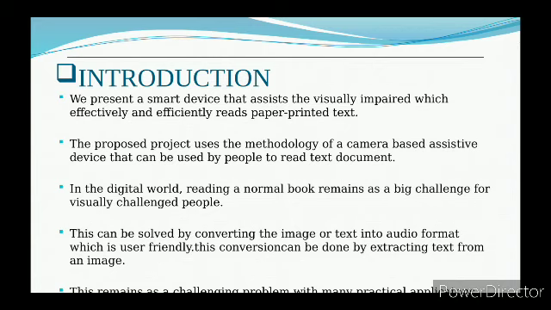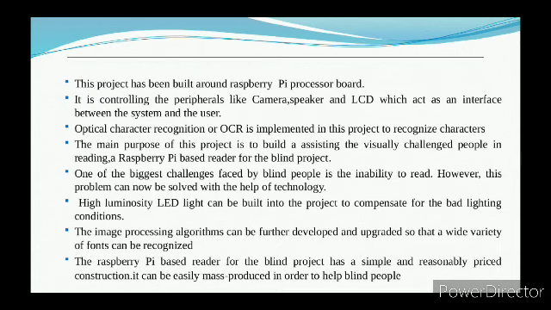Many technologies have been developed for localizing text in images. This technique is of two types, rule based and learning based. In the digital world, reading a normal book remains a big challenge for visually challenged people. This can be solved by converting the image or text into audio format, which is user friendly. This conversion can be done by extracting text from an image.